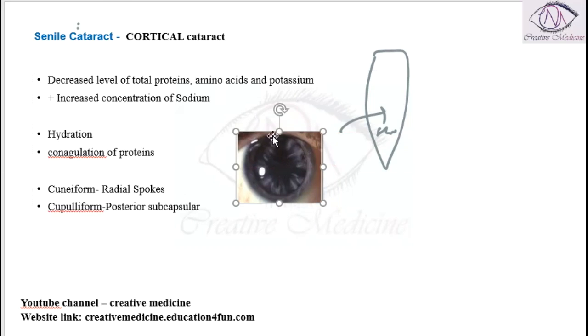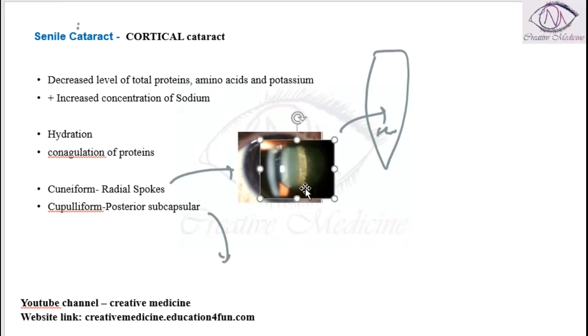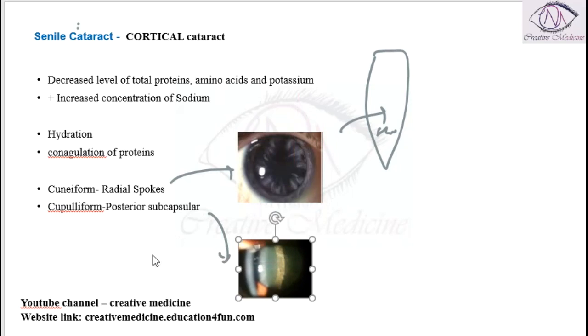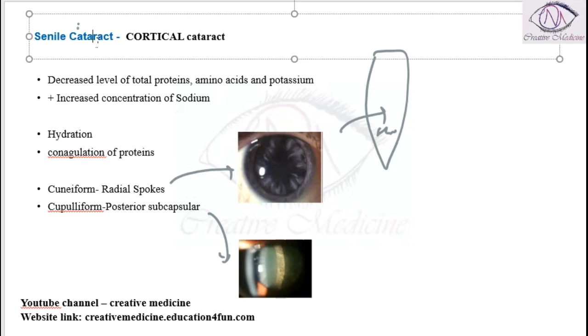So if you see, these are the radial spokes which are seen in cuneiform cataract, whereas we also have cupuliform cataract. Cupuliform cataract is the posterior subcapsular cataract, which looks something like this. So these are the radial spokes in the cuneiform cataract, and this is the posterior subcapsular cataract in cupuliform cataract.